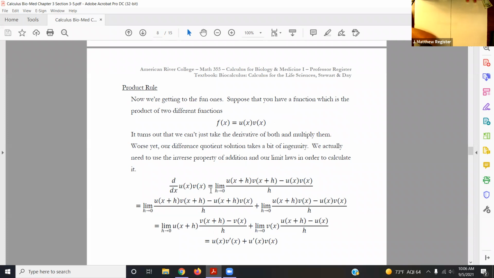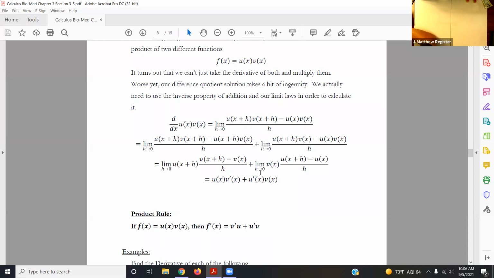The derivative of u times v is equal to the limit as h goes to 0 of u of x plus h, v of x plus h, minus u of x, v of x over h. If we get creative, we can insert a new term by subtracting it from the first term and adding it to the second term. And when we do that, we get this interesting relationship, which leads to this solution. The derivative of u of x, v of x is equal to u times v prime plus u prime times v.